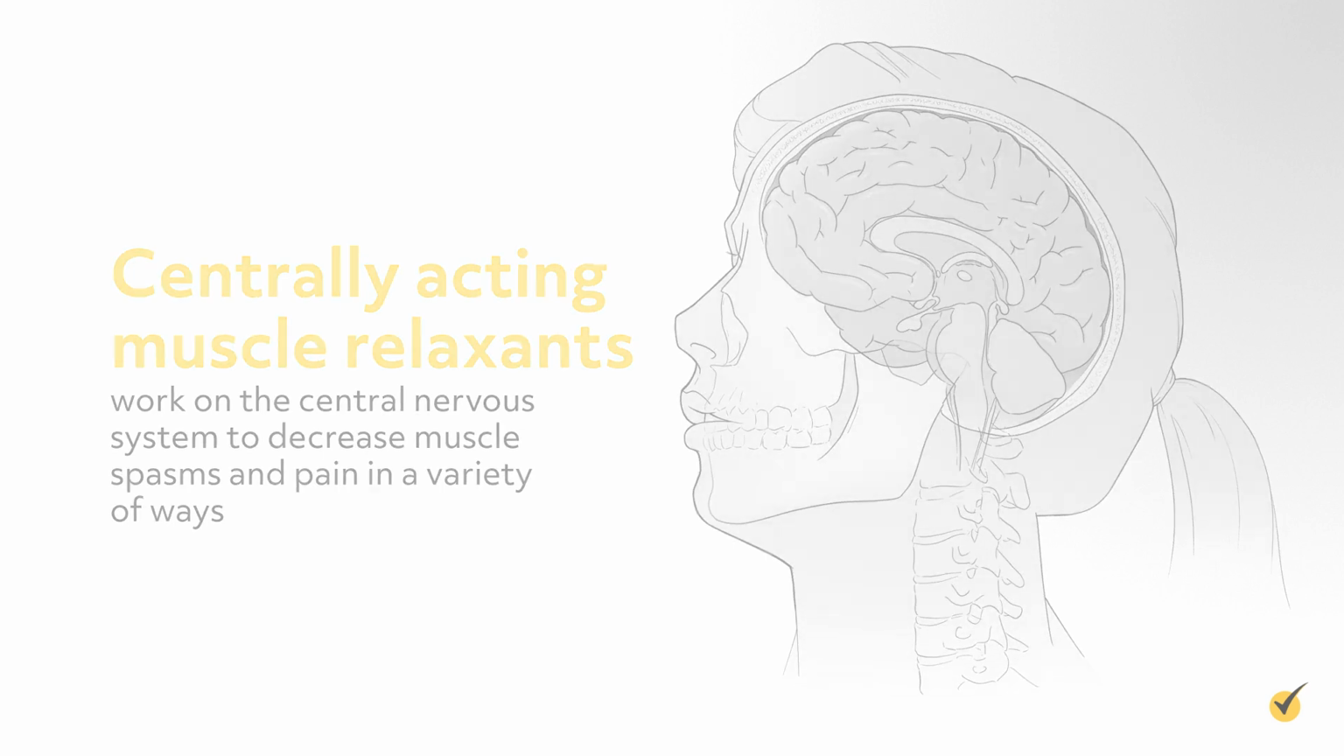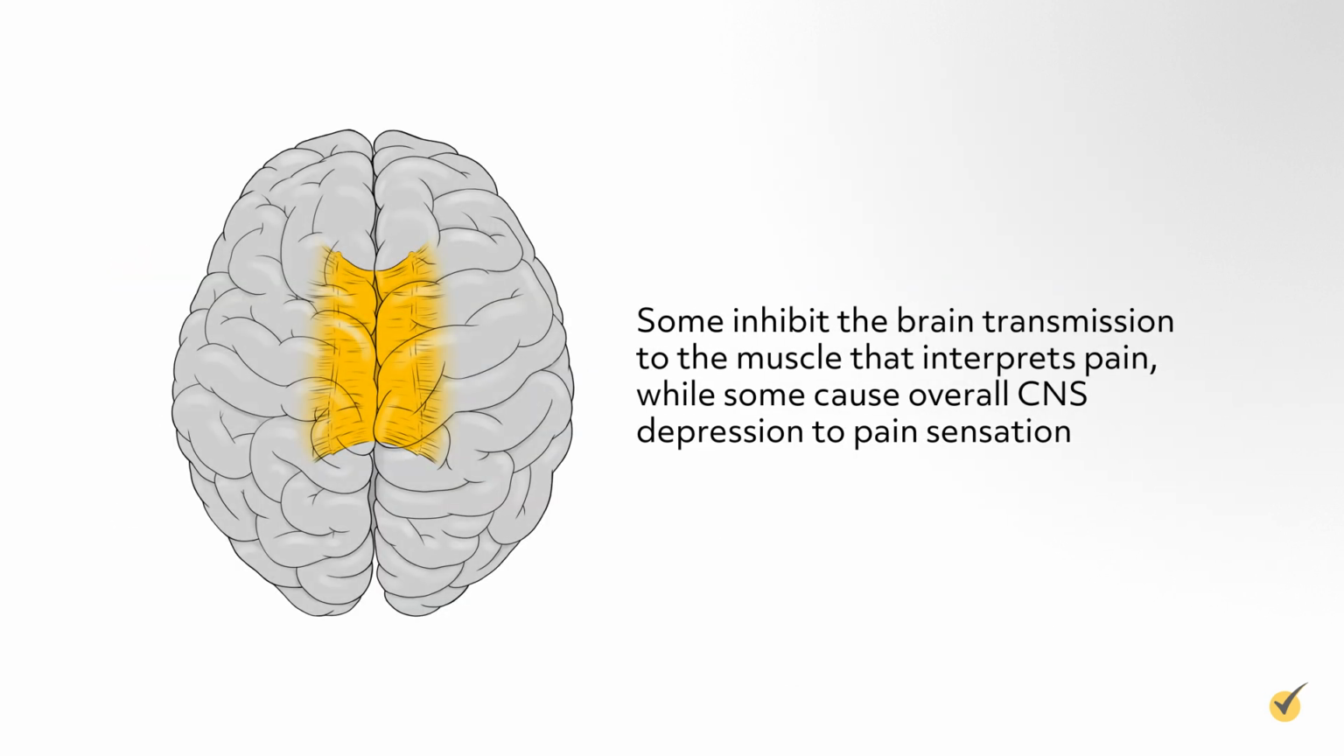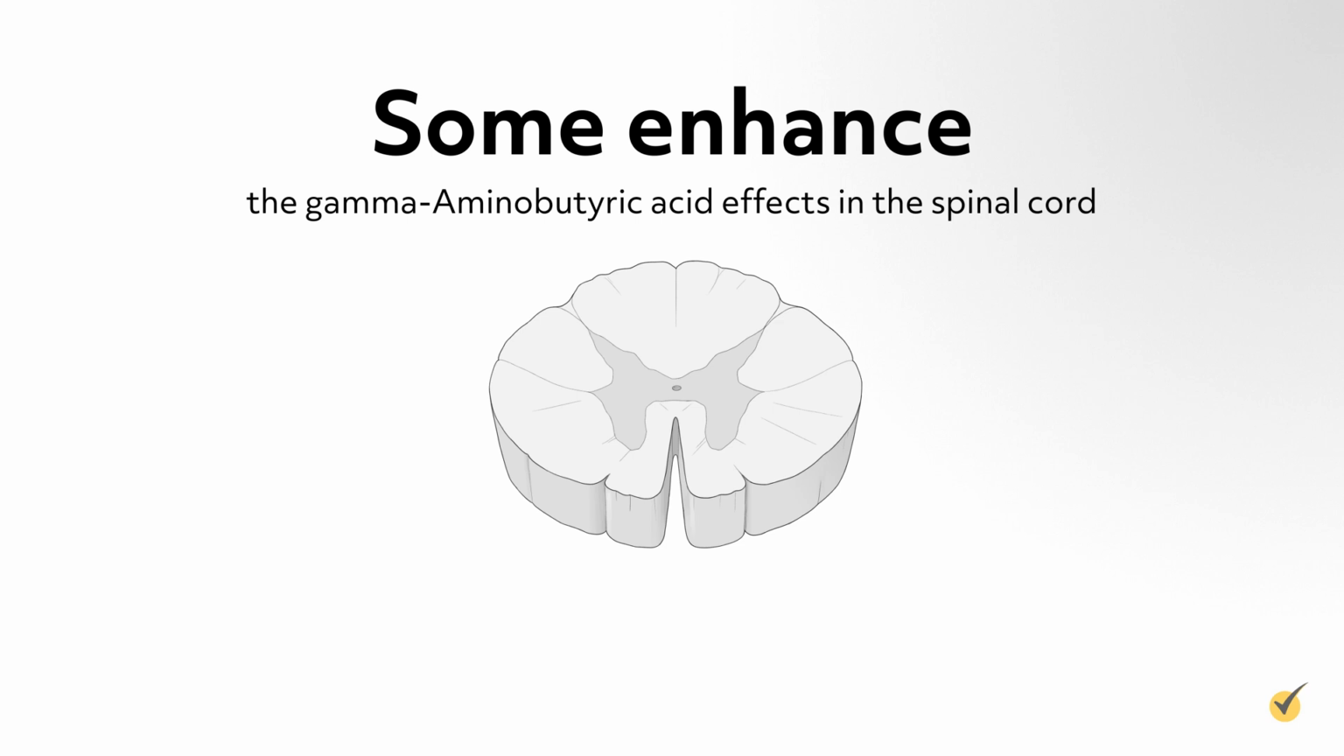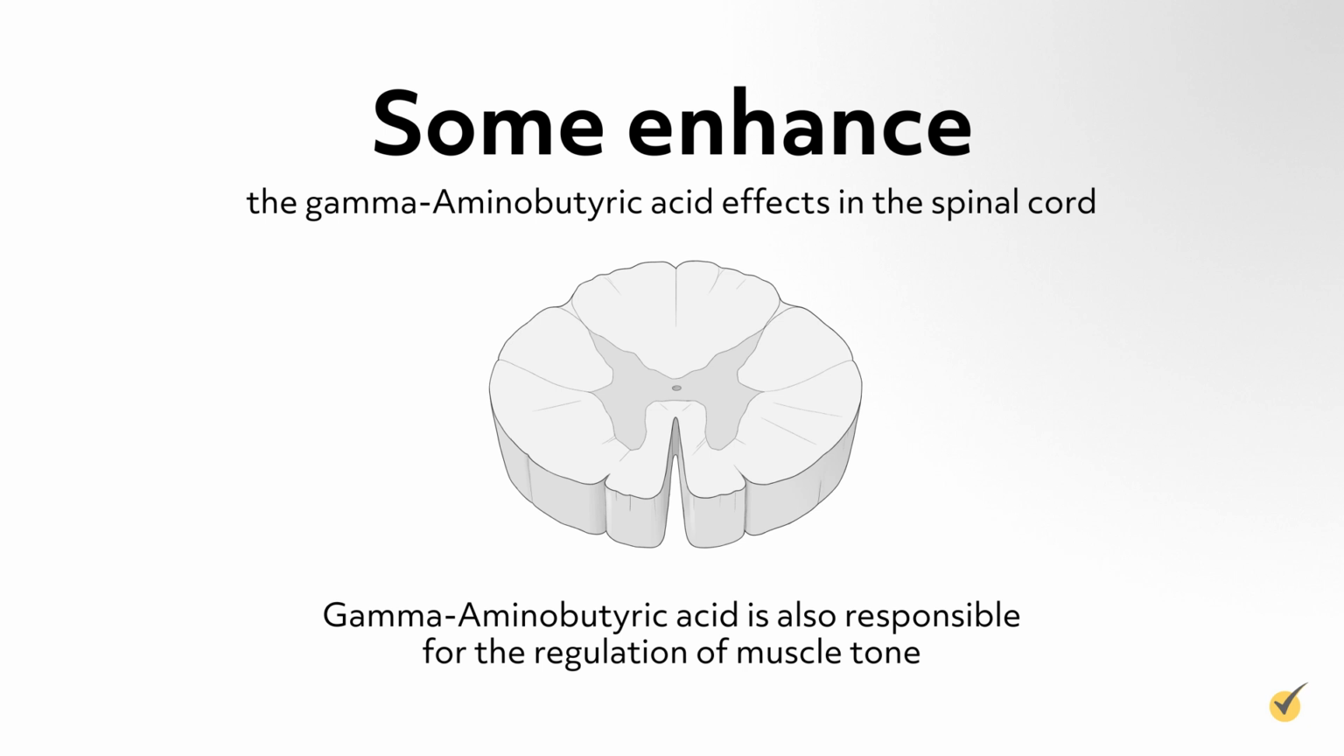Centrally acting muscle relaxants work on the central nervous system to decrease muscle spasms and pain in a variety of ways. Some inhibit the brain transmission to the muscle that interprets pain, while some cause overall CNS depression to decrease pain sensation. Some enhance the gamma-aminobutyric acid effects in the spinal cord. Gamma-aminobutyric acid is also responsible for the regulation of muscle tone.